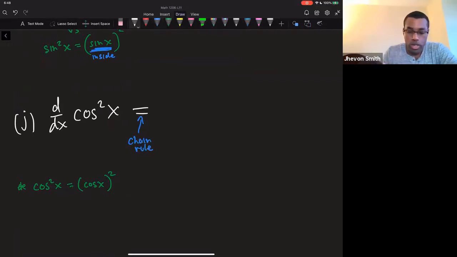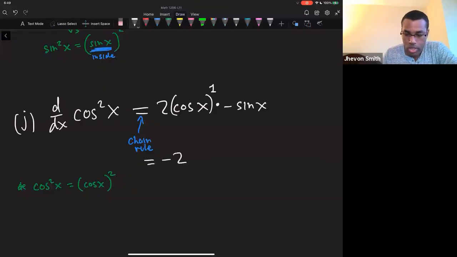The square is the outer function, so now I'm going to bring the 2 down and subtract 1 from the power. So this is just cosine to the 1 power. Then I'm going to multiply by the derivative of the inside, which is the derivative of cosine. So it's minus sine of x. So this is minus 2 cosine x sine x.